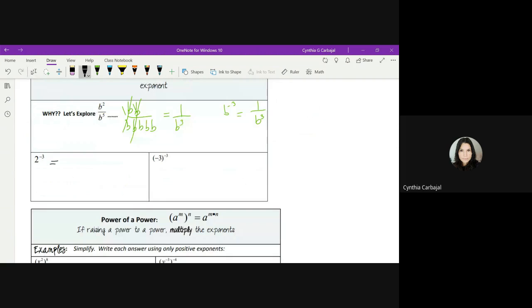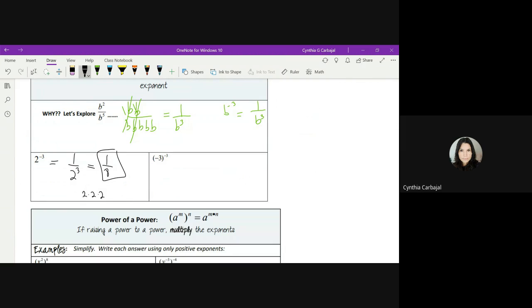So here, 2 raised to the negative third, we're going to make a fraction. We move it to the bottom, and then we make that positive. Now, 2 times itself 3 times. 2 times 2 is 4, times another 2 is 8.